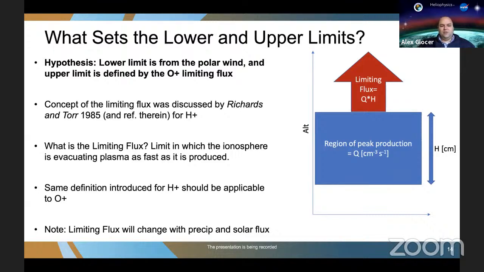You can imagine a similar definition for O plus, where you take the production rate as a function of altitude and then integrate above some altitude, and that can give you an estimate of how much O plus can be provided from the ionosphere, basically if you assume that things escape as fast as you produce them.